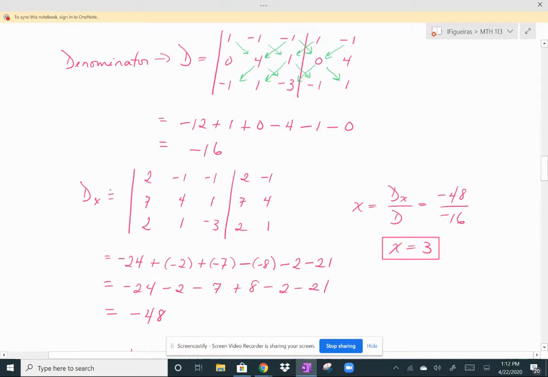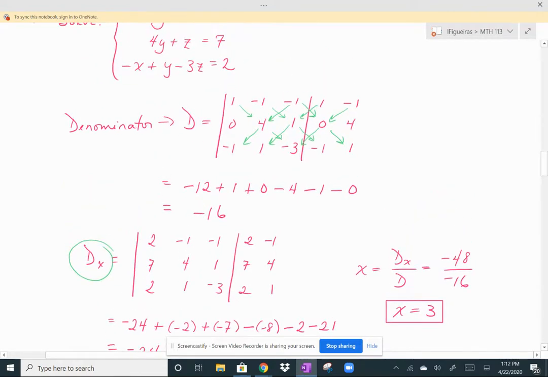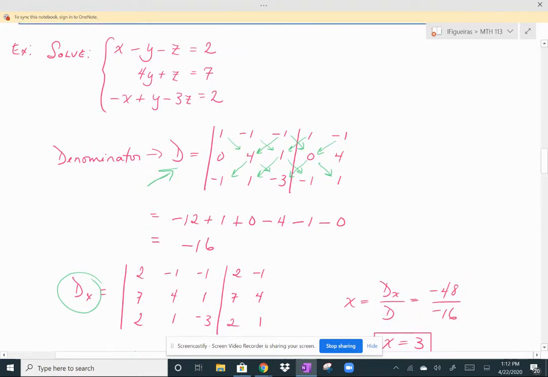I'm going to call it D sub x to show that it's the top one associated with x. Remember that the only thing that changes in terms of writing down the matrix is the first column. The rest of it should look exactly like the matrix used to compute the denominator. So let's go back to the original equation. The first column will get replaced with the constants, so that's what you see here, 2, 7, and 2. And the rest of it should look exactly like the denominator.